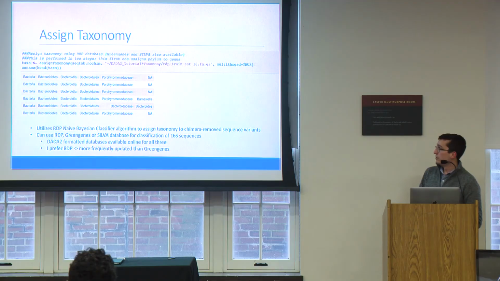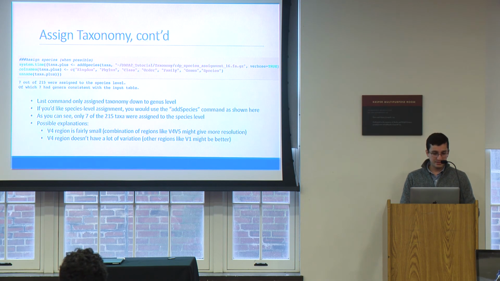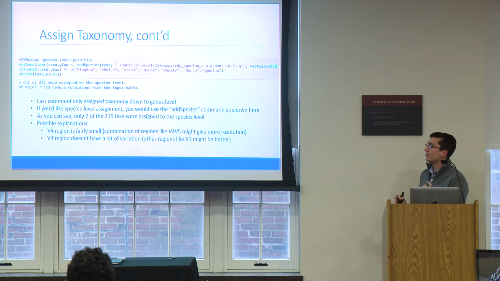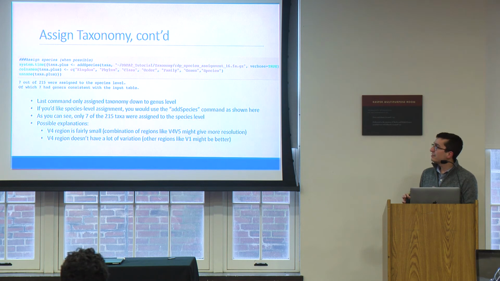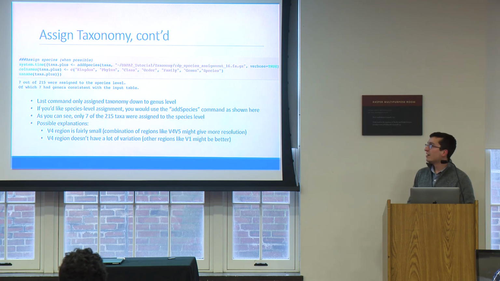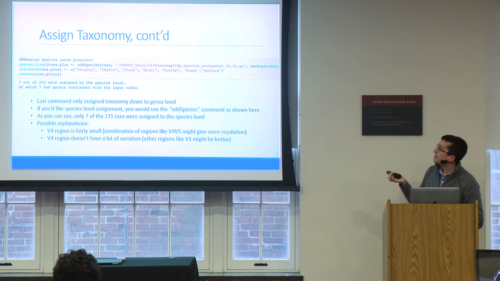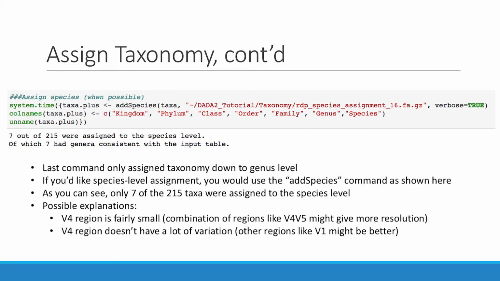So you can use your database of choice. One weird quirk that I want to point out, I don't exactly know why this is done, but that last command only assigns taxonomy from the phylum to the genus level. My speculation is it just splits up the program and makes it a little bit faster, but I can't say for sure. So if you do care about species level assignment, you run this addSpecies command.